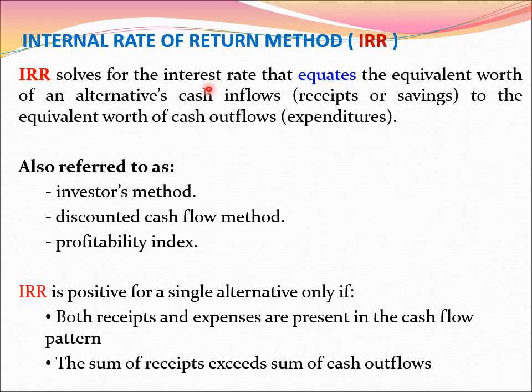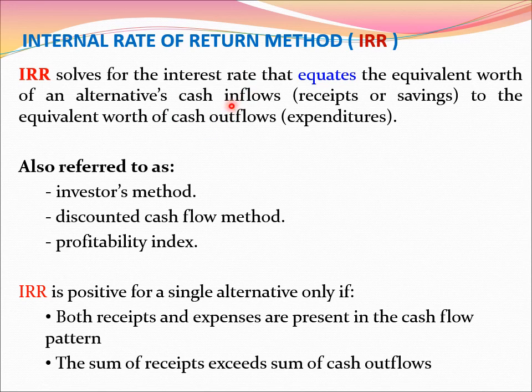But in this internal rate of return, now we are not using MARR in our calculations. Actually, what we try to do is we try to find the interest rate. Okay, so we assume that the interest rate is unknown. We try to find that interest rate, which makes the inflows of the project equal to the outflows of the project.